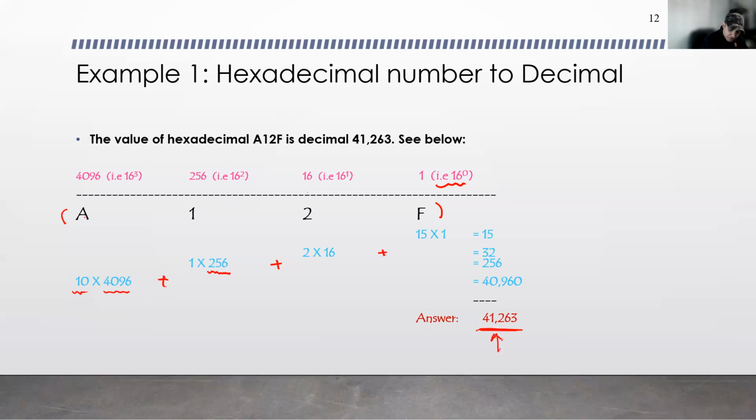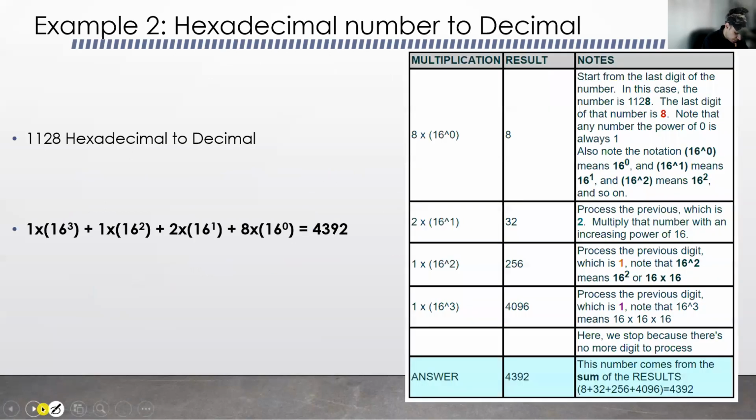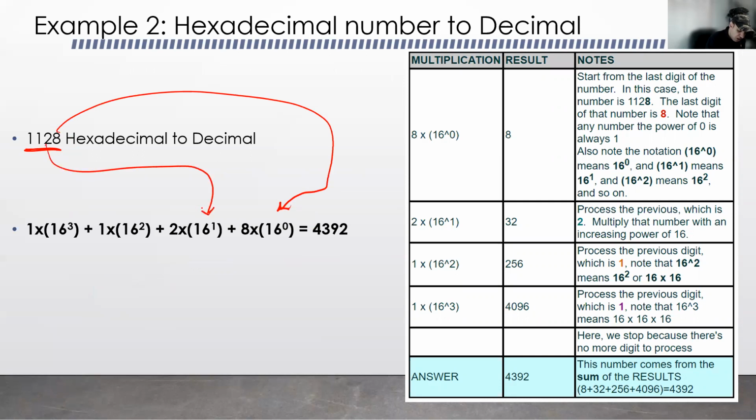That's a really big number. Even to say 41,263. But this one is A12F. A12F is really easy to say. This is another example. 1028. So 8 multiplied by 16 to the power of 0, which is 1. 2 multiplied by 16 to the power of 1. 1 multiplied by 16 to the power of 2, which is 256. And finally, 1 multiplied by 16 to the power of 3, which is 4096.